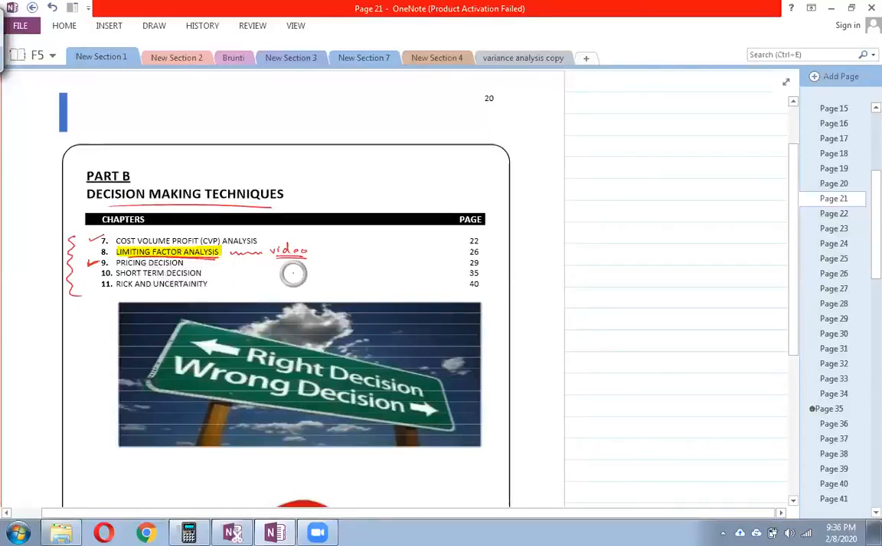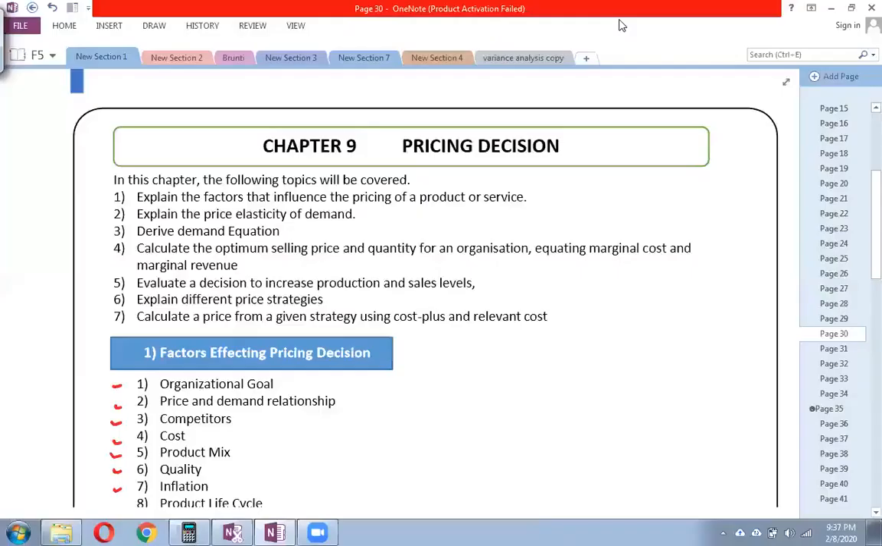So what you'll do is you will see it one time, then you will try to solve the question along with the video next time, and the third time you don't have to see the video, but you are going to solve everything on your own, right? Very important area. Now the pricing decision, chapter number 9, is what we are going to do today, right? Pricing decision, chapter number 9, page number 29 of your notes, right?